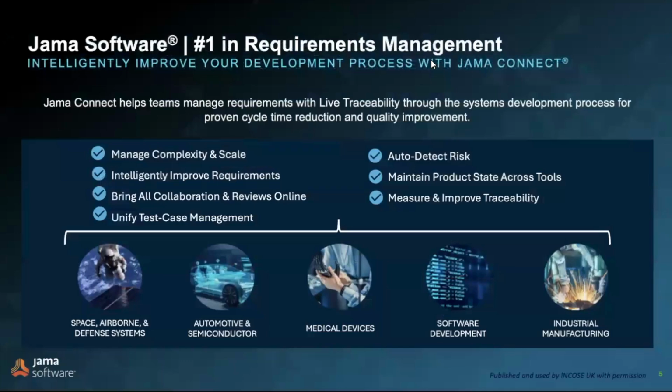So how do we do this? Well, Jama Software, we are the #1 requirements management and live traceability product in the market. We really bring a lot of resources and technology to bear to help you manage your product development, whether that's complex and highly scaled types of products. We help you bring all the collaboration and reviews online, and we help you integrate the different state of the product across the many disparate tools that you might have in your engineering departments. And specifically, that's going to allow you to then measure and improve your traceability.